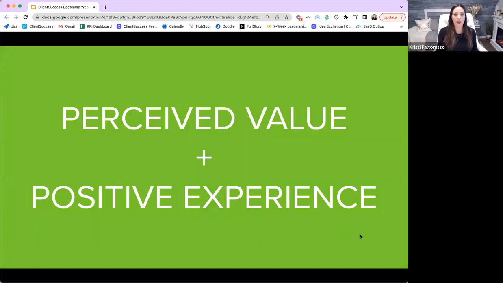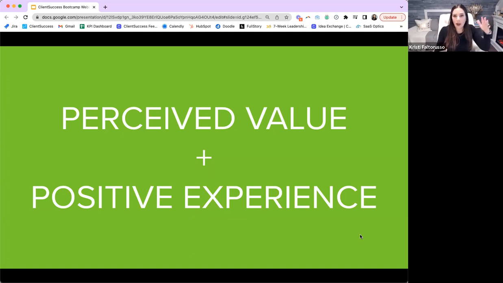So a few other things, right? Perceived value and positive experience. These are going to be the 2 things that will drive and determine your customer's decision, right, to move forward. If your customers are not receiving value from the platform, from your product, from your services, from the partnership, they're not going to continue. It's as simple as that.